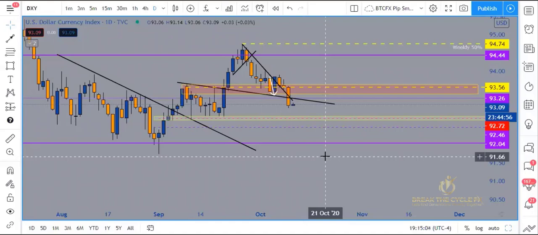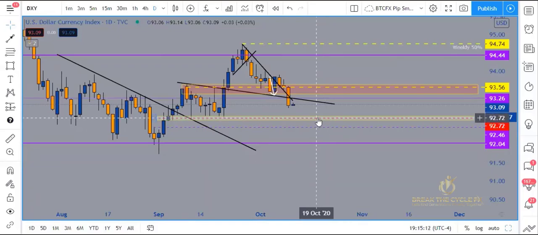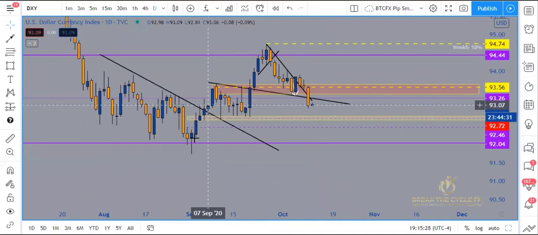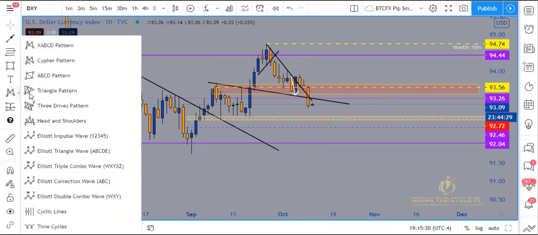Does anyone see a possible market formation that could form if price does fall all the way down to our second kill zone level? Can anyone see anything possible there? Double top, okay. Head and shoulders, okay, cool. So yeah, I see the head and shoulders. Okay, I see this possibly playing out.